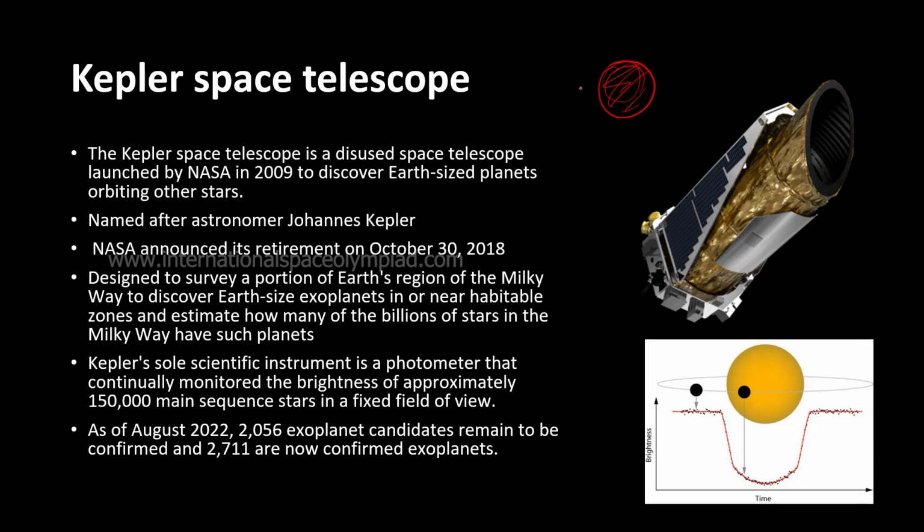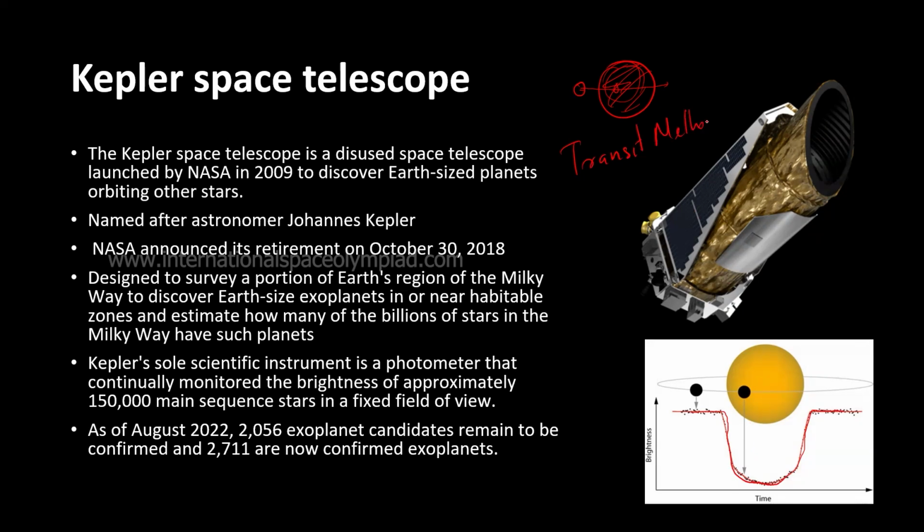We can see the star, but we cannot see the planets. But when a planet goes in front of the star, when it is crossing, the light coming from the star gets dimmer, a dip. By analyzing this dip, we can detect the presence of a planet. That is called the transit method, the transit method of exoplanet detection.